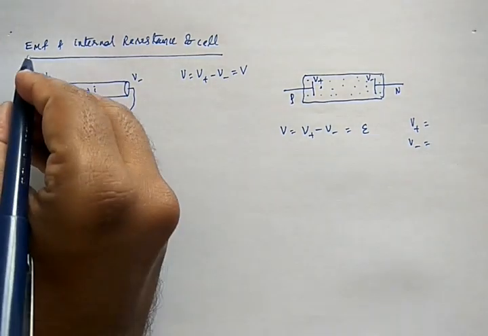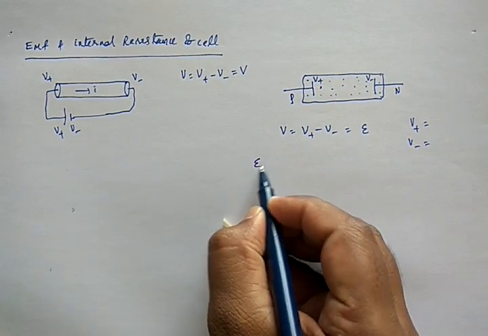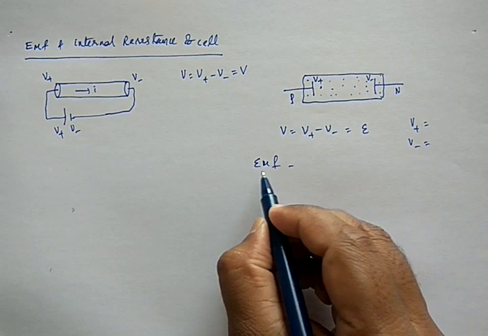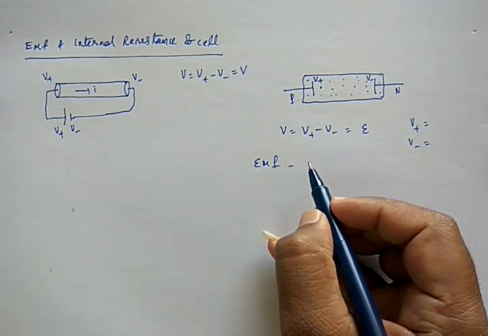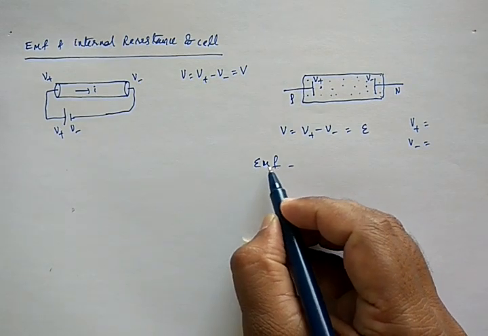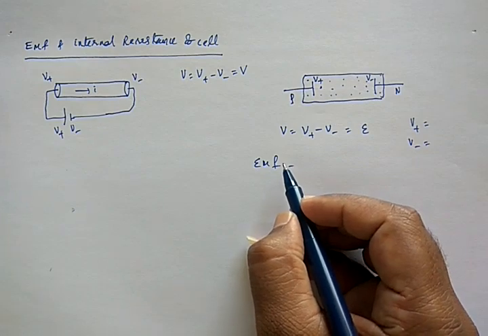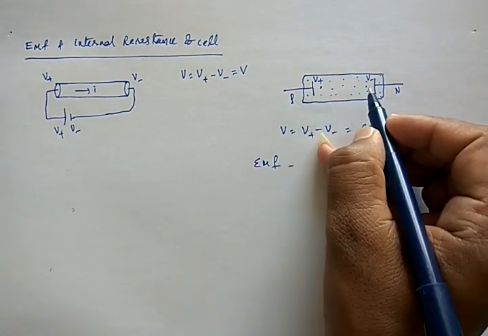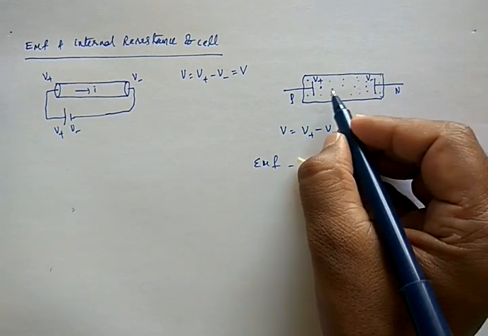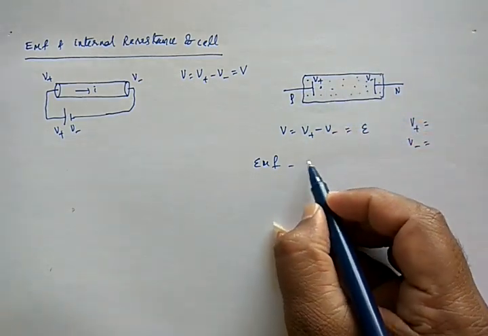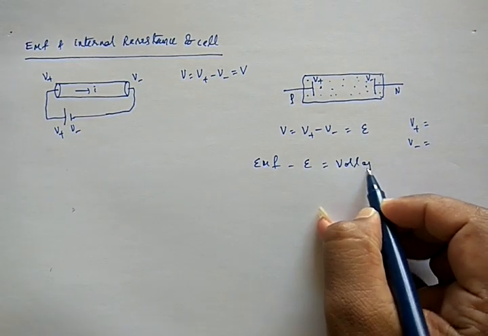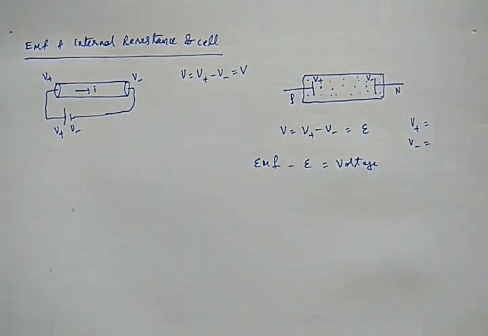The full form of EMF is electromotive force. But even though the name is electromotive force, it is not a force, it is the voltage across the positive and negative terminals if there is no current through the battery. So EMF E is simply a voltage. It's not a force, it's a voltage.